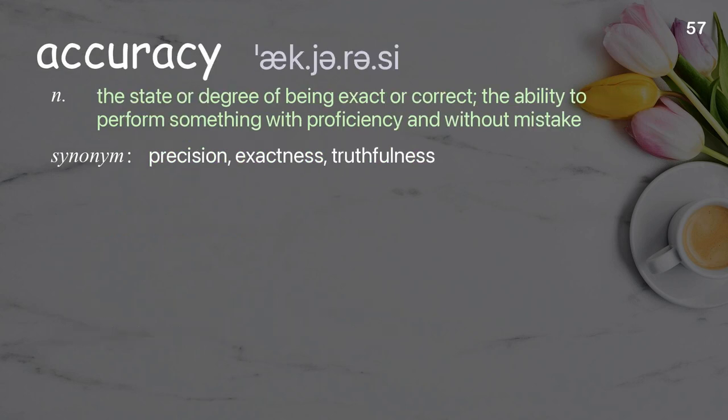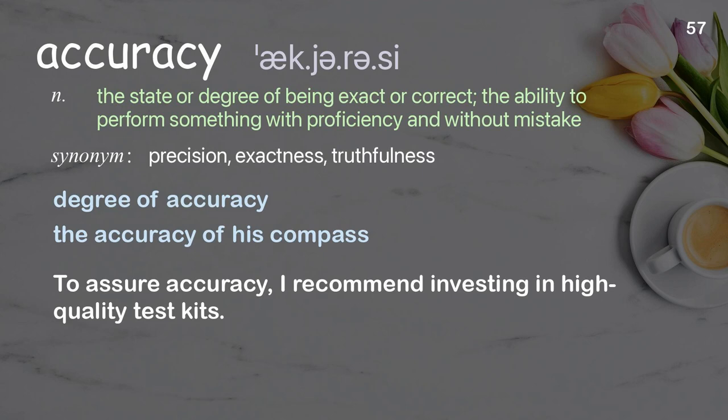Accuracy: the state or degree of being exact or correct, the ability to perform something with proficiency and without mistake. Examples: degree of accuracy, the accuracy of his compass. To assure accuracy, I recommend investing in high-quality test kits.